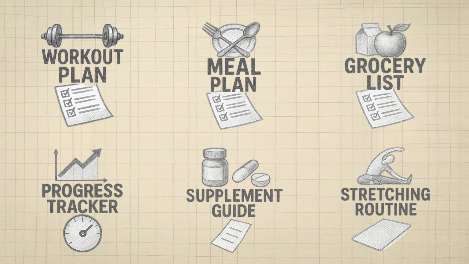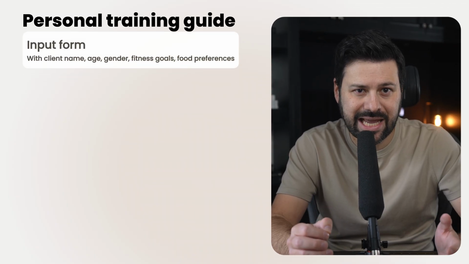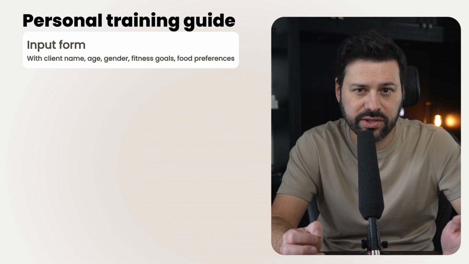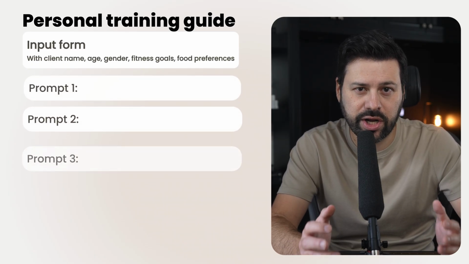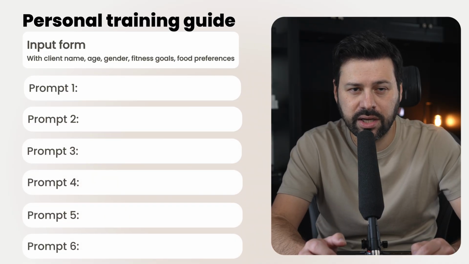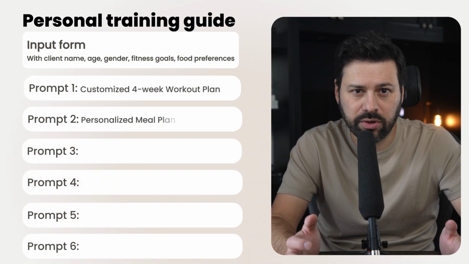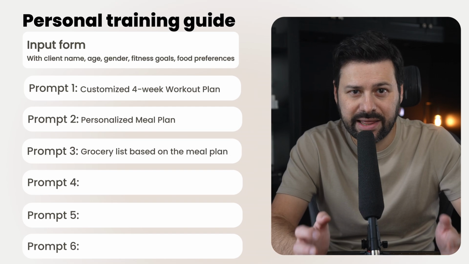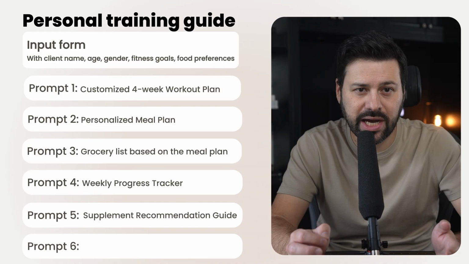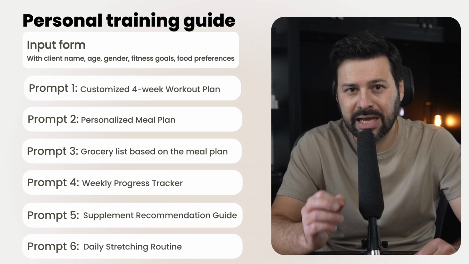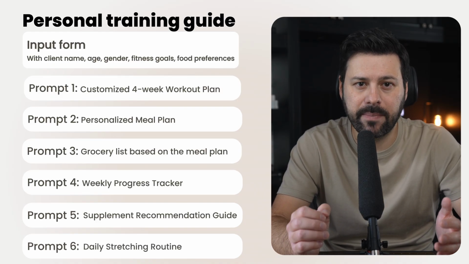They can take data from a client intake form and have ChatGPT put together a personalized fitness training guide for every client. We would have an input form with the client's name, age, gender, fitness goals, and food preferences, then build a six-step flow to generate each part of the training guide, from a workout plan to a meal plan to even a grocery list. Then have ChatGPT create a weekly progress tracker, supplement recommendation guide, and a daily stretching routine. Let's go to ChatGPT and build this out.